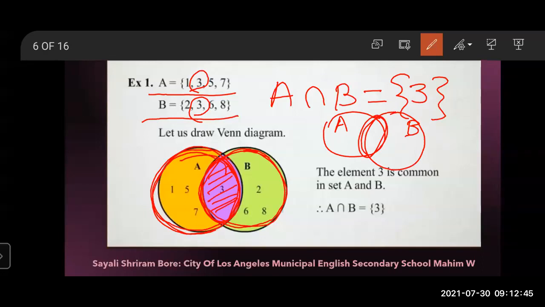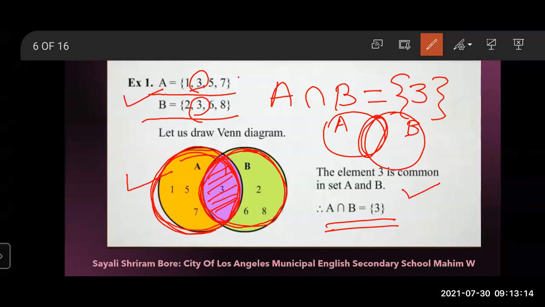So therefore, A intersection B is equal to P. This is how you can write it in the statement. So we have seen the listing method, we have seen how to draw the Venn diagram of the intersection of the two sets, and at the last, how to write the final answer in the form of the statement.